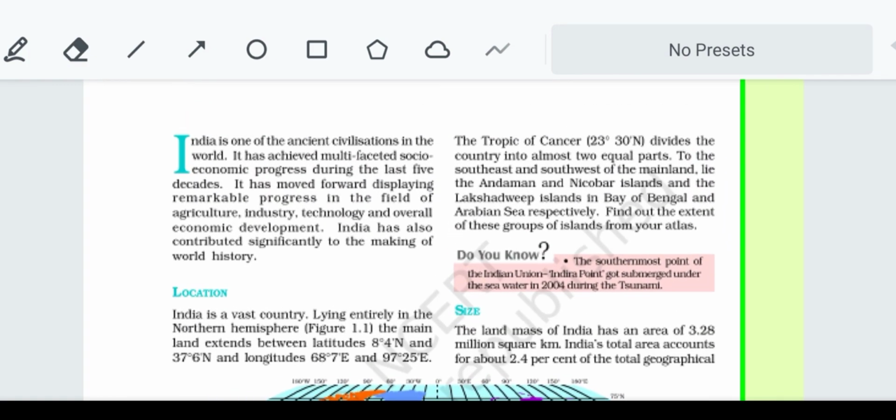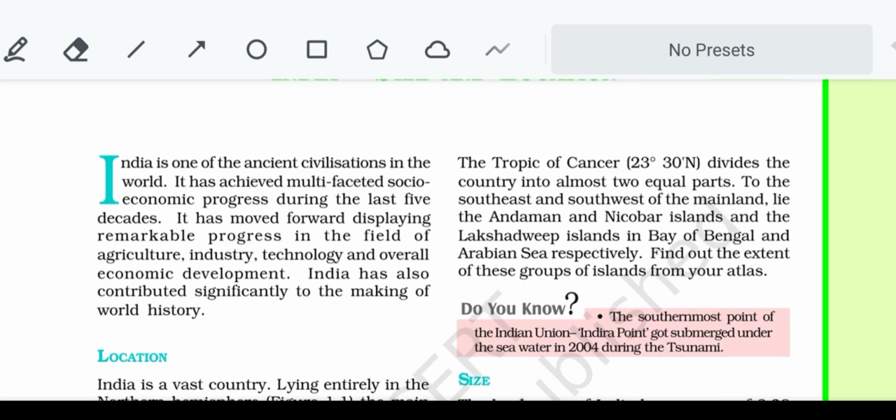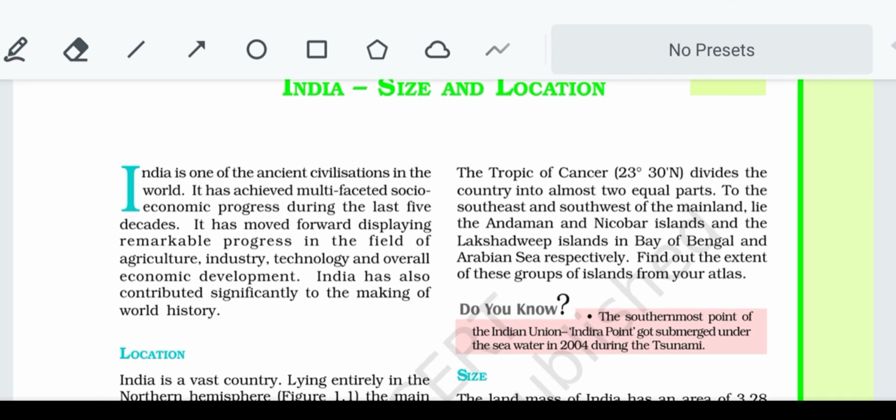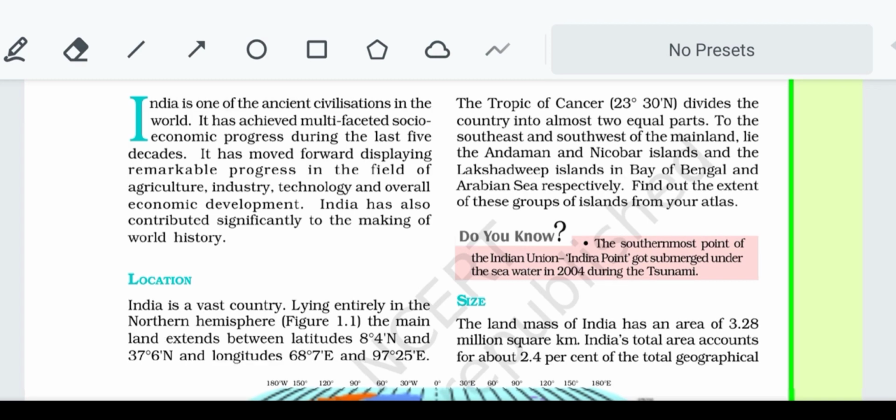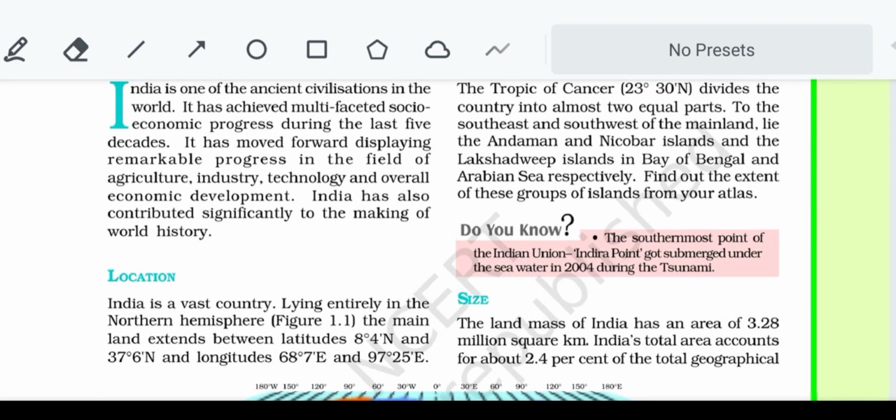In the beginning, there are some important things about Indian history, like India is one of the ancient civilizations in the world. It has achieved multifaceted socioeconomic progress during the last 5 decades. It has moved forward, displaying remarkable progress in the field of agriculture, industry, technology, and overall economic development. India has also contributed significantly to the making of world history. जो इंडिया है उसने वर्ल्ड हिस्ट्री में भी अपना एक बहुत महत्वपूर्ण योगदान दिया है.